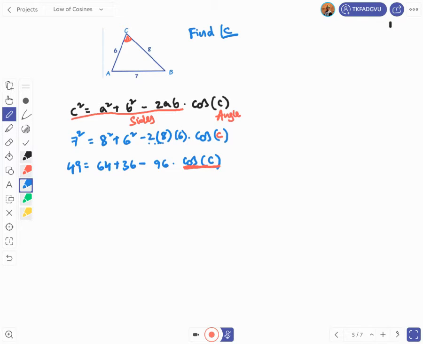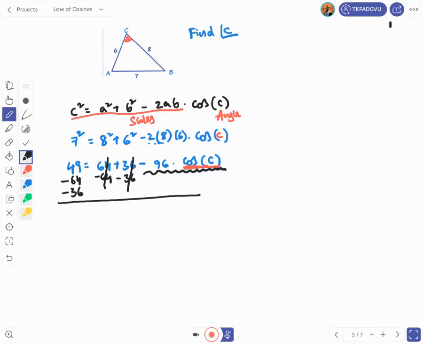Now, let me isolate cos C by subtracting 64 on both sides, subtracting 36 on both sides, so that these get cancelled. Please don't add 96, because it is still multiplying. I consider the whole thing as a single term. So please don't add that.